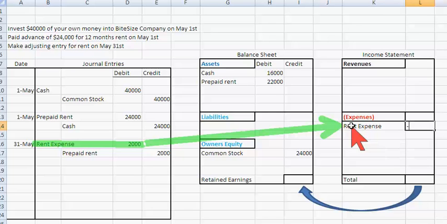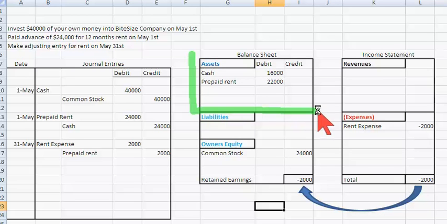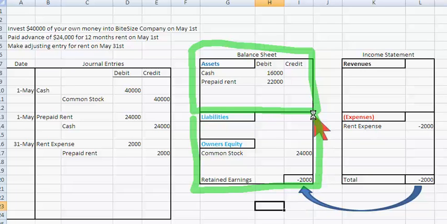Expense minus $2,000. Now remember I said the total of the income statement, which is only minus $2,000, comes over into this box called retained earnings. So I'm going to go do that right now. Now to check it, there's 2 ways to check it. One of the ways, like I said, is if the assets added up equal the liabilities and owner's equity down here.